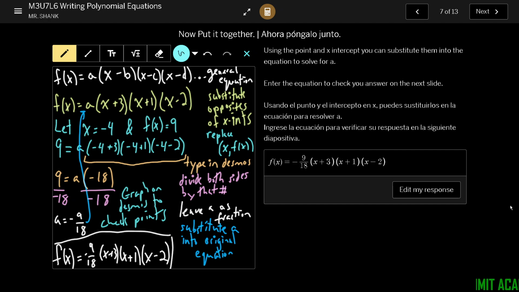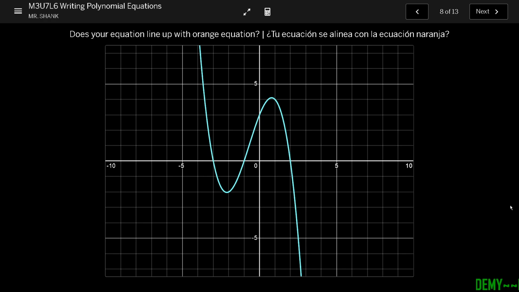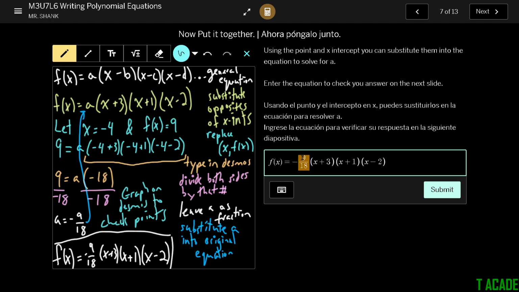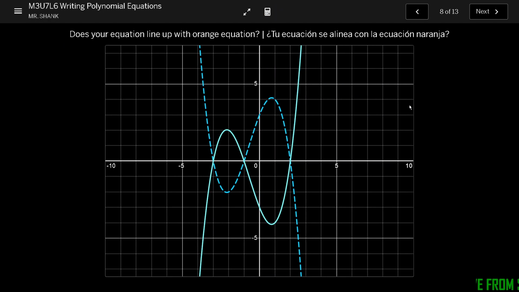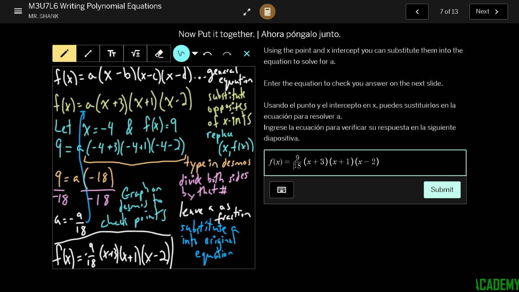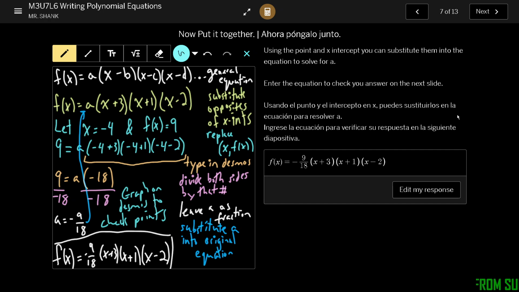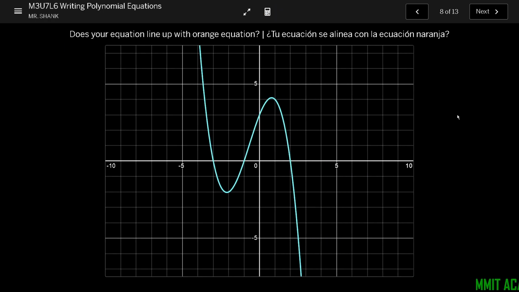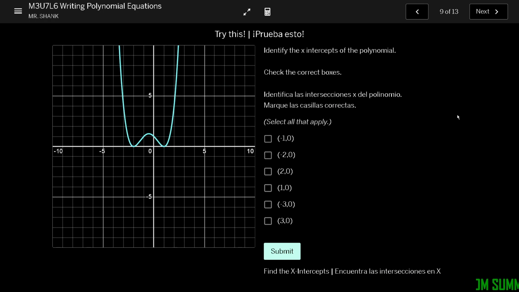Okay, let's move on. Does your equation line up with the orange equation? I don't see an orange equation or an extra point here. Maybe we messed up and didn't type in the right equation. If I check the next slide, notice how it's not graphed in there, but we graphed it out. It should just say dashed line, but that's okay. We're mainly looking at whether this works out for our graph, which it does because they overlap. A key part is I know this equation is right because it overlaps with my original equation.